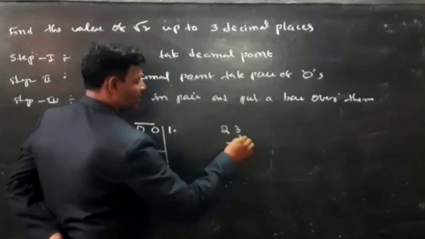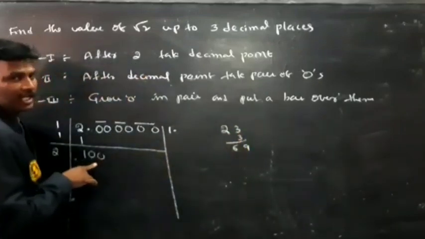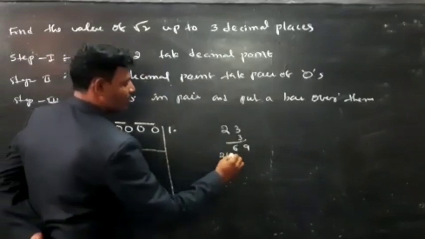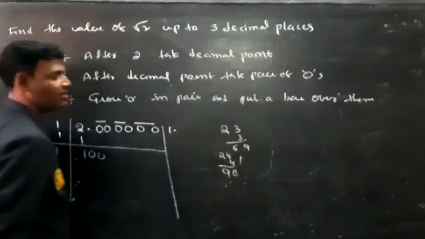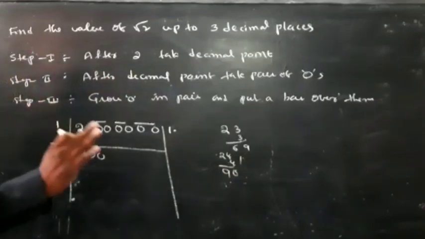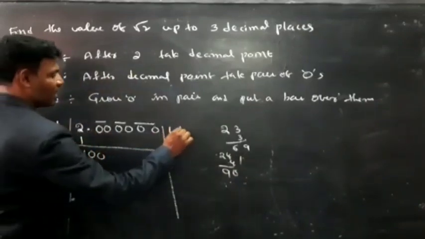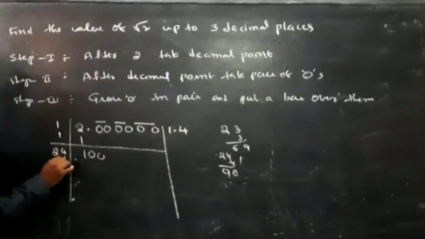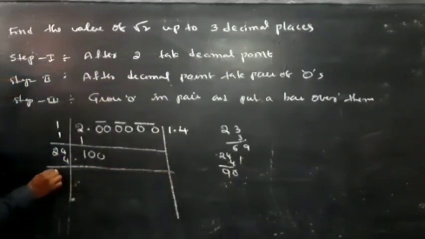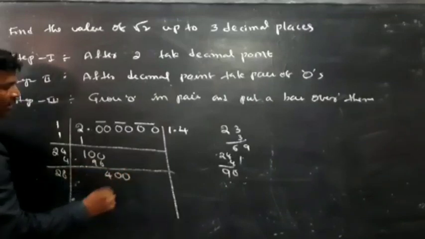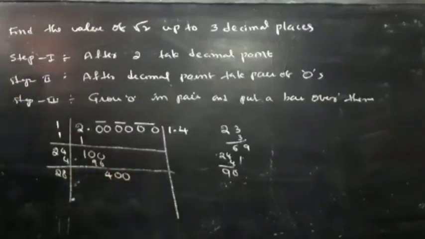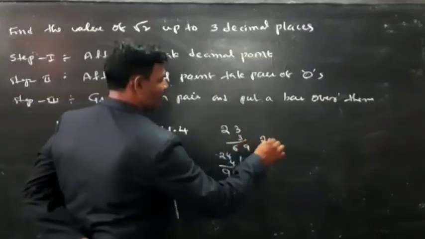3 3 is a 9, 3 2 is a 6. Not enough. 2 4 is a 4, 4 4 is a 16, 4 2 is a 8 plus 1, 9. So what is the answer? 96, the nearest value to 100. So take 4 here and here and here. It is 28, 96. What is the answer? 0. Next I am taking 400. Next 110.